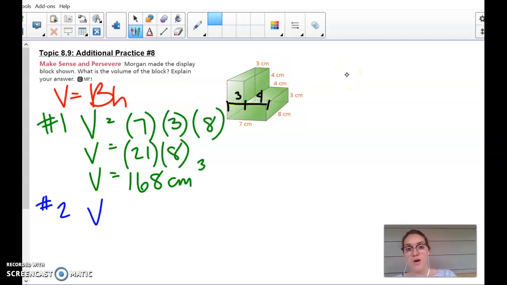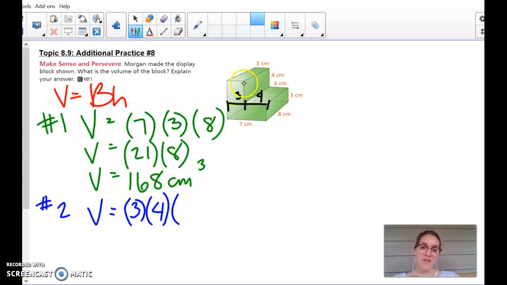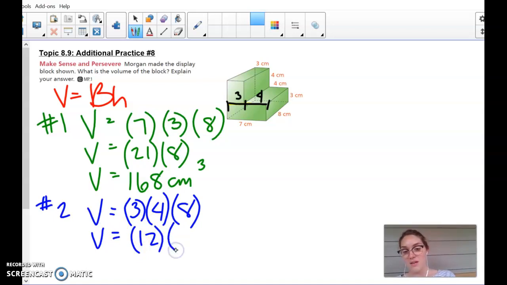So the volume of our rectangular prism is the area of the base, which is 3 times 4, times the height of the prism. The height of the prism goes along this line again. If I keep following it along these parallel lines, it looks like it's also 8. So the height of that prism is also 8. So our volume is equal to 3 times 4. 3 times 4 is 12. That's the area of our base of the prism times 8. So 12 times 8 is going to be equal to 96 centimeters cubed.